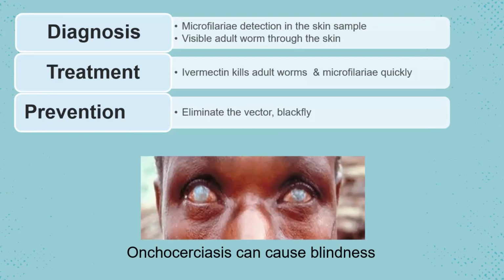Diagnosis: microfilariae detection in a skin sample, or visible adult worms through the skin. Treatment: usually treated with ivermectin, which kills adult worms and microfilariae quickly. Prevention: eliminate the vector, the blackfly. This is the picture of blindness caused by onchocerciasis.